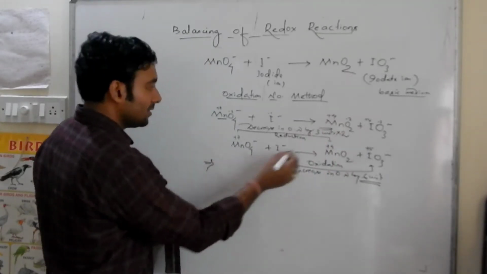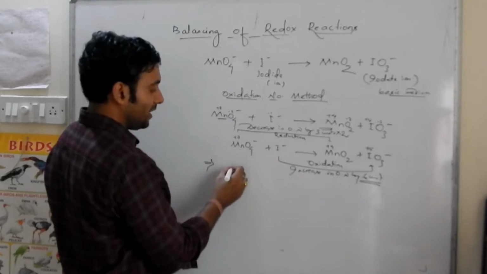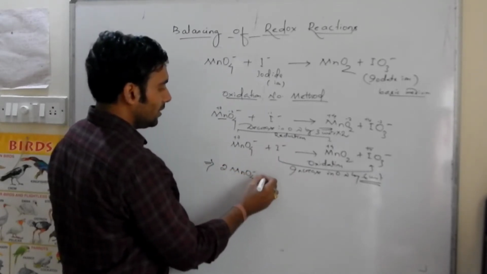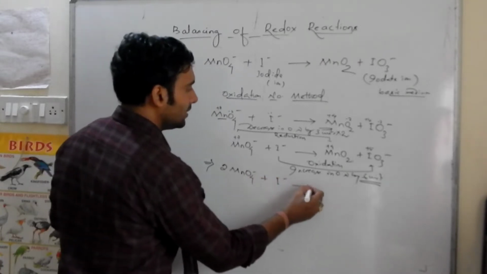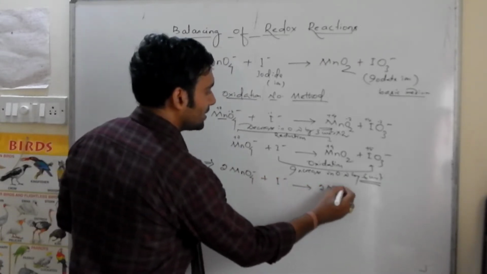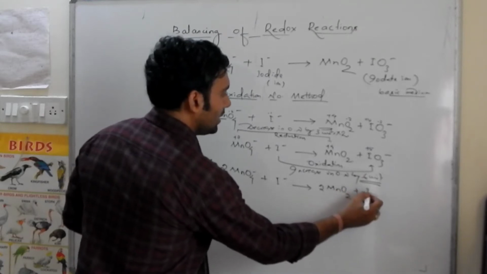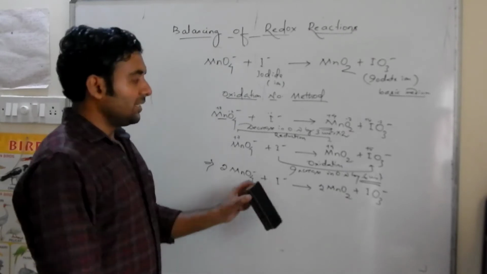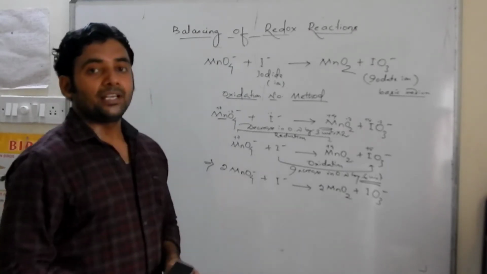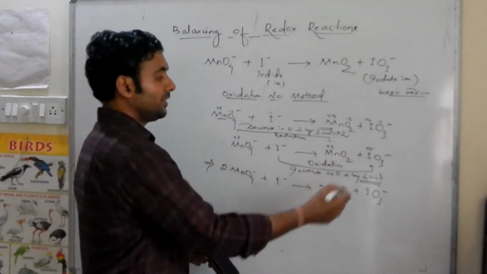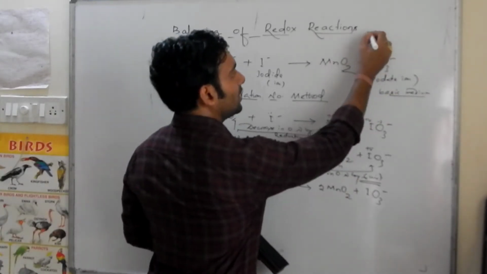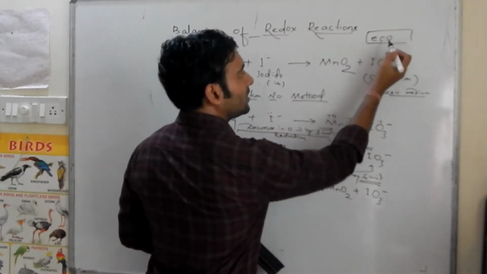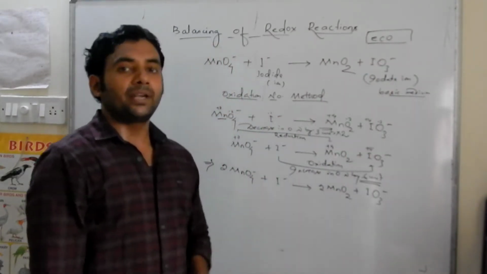So this reaction can be rewritten as 2 permanganate ion plus I- changes to 2 manganese dioxide plus IO3-, iodate ion. So the electron is balanced. Now, as it is a basic medium, we have to use the other method: first balance the electron, then balance the charge, then balance the oxygen. Therefore the hydrogen will be automatically balanced.